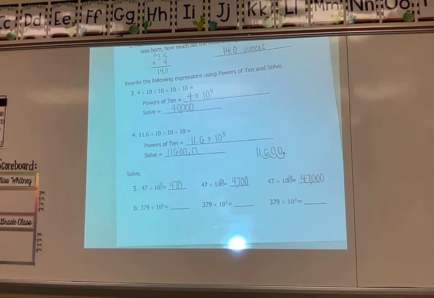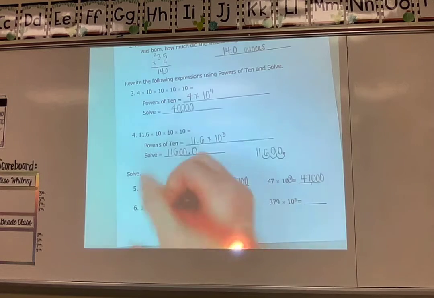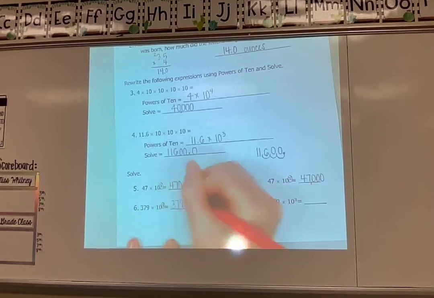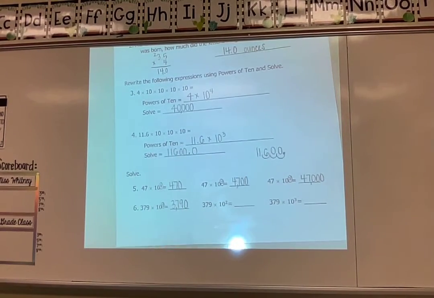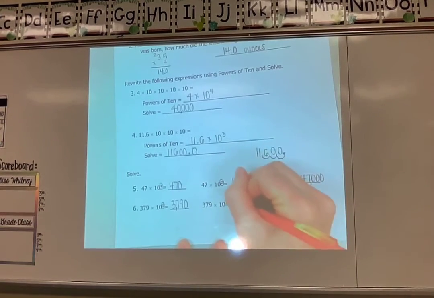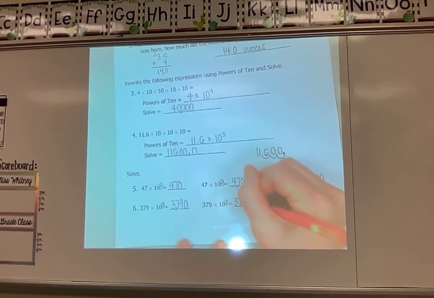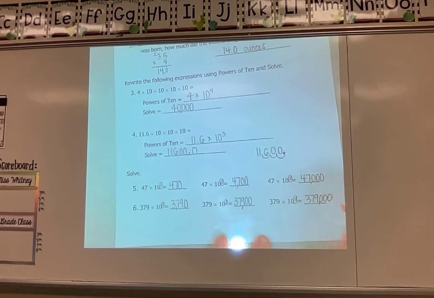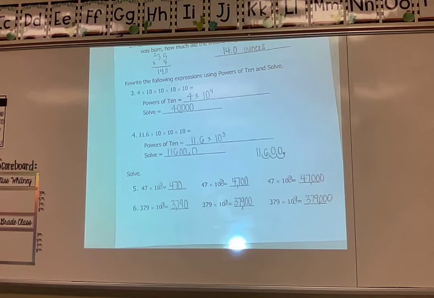Number 6 is also a regular number, 379, so I'm going to pay close attention to those exponents again. So 1, so 379 with 1 zero, get my comma. This exponent is a 2, so 379 with 2 zeros, get my comma. And this exponent is a 3, so 379 with 3 zeros, and put my comma. So regular numbers, my power of 10 tells me how many zeros I need to add.